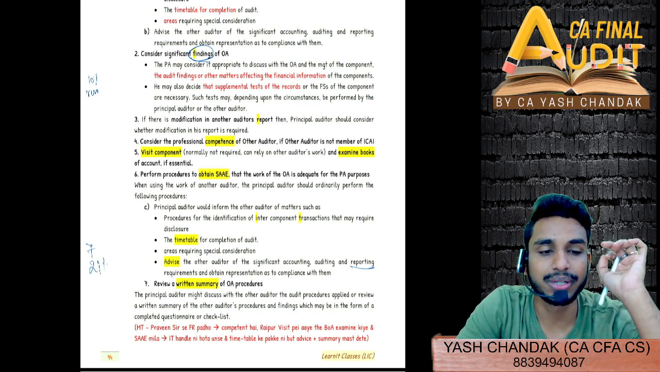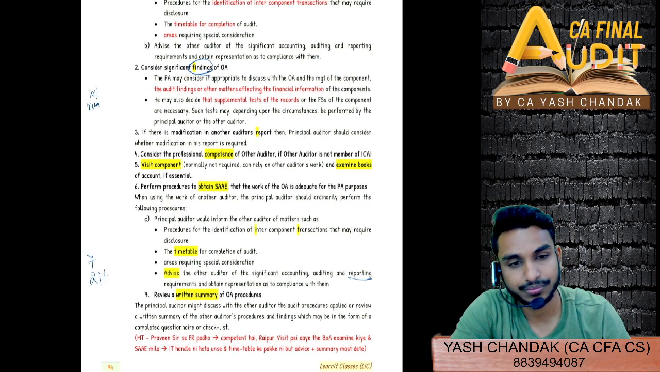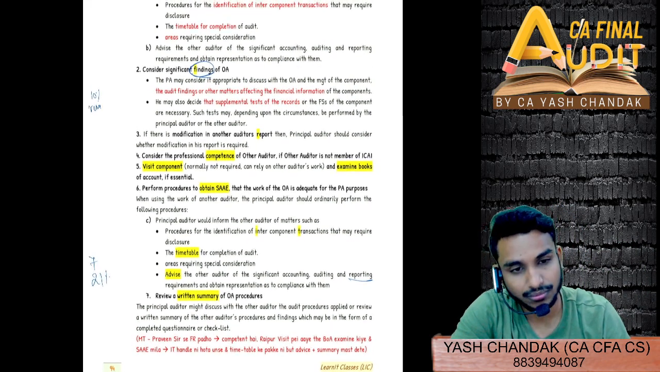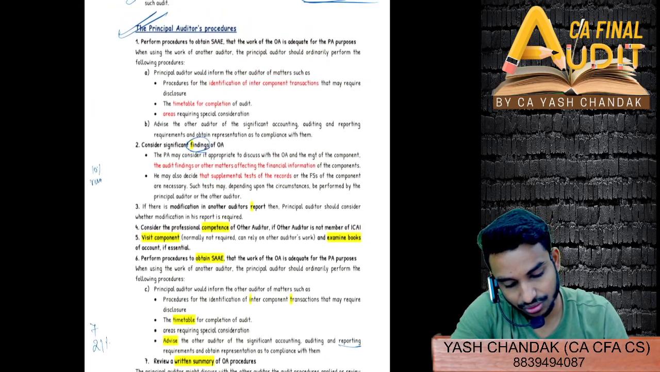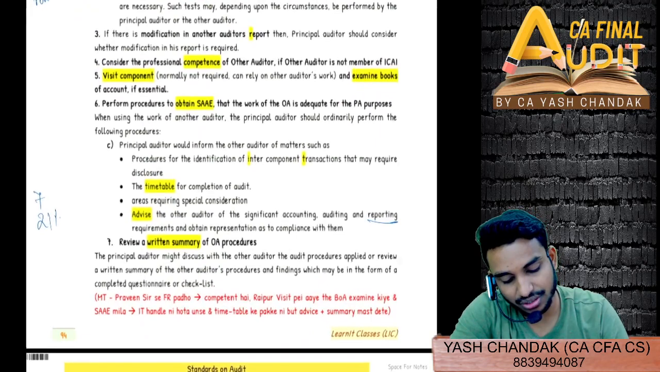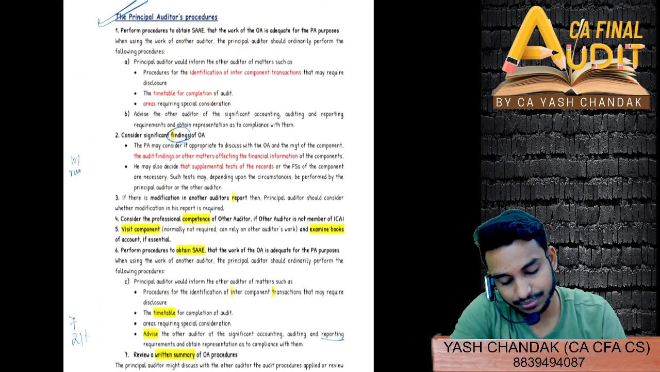Point 1 and point 6 are actually repeated, Nupur.